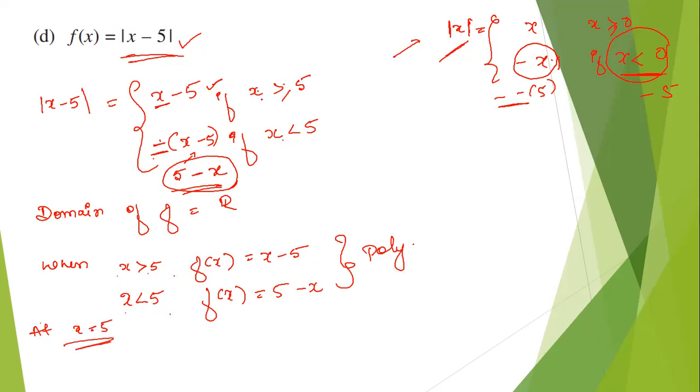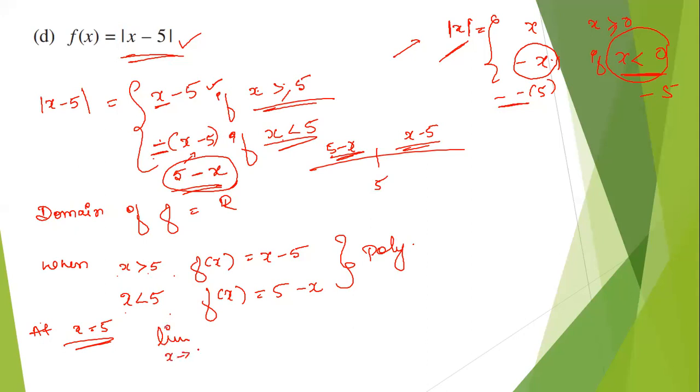Since here, for x less than 5 you have one function and for greater than 5 you have another. So you need to find left hand limit and right hand limit both because a function is splitting. So what will be right hand limit?